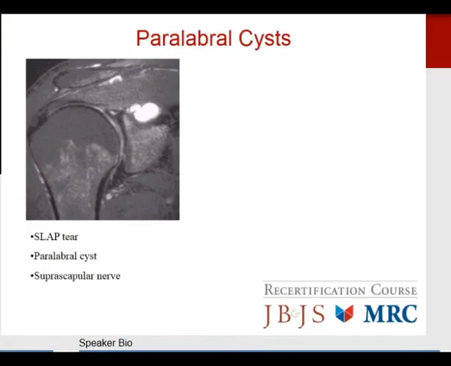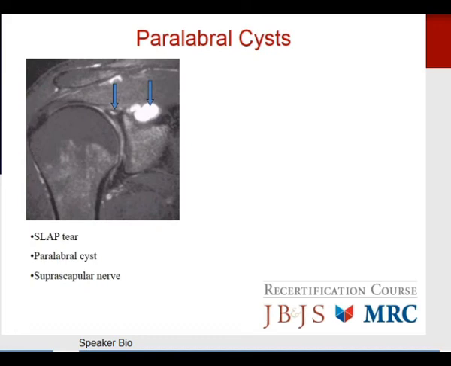Okay, paralabral cysts in the shoulder are analogous to the parameniscal cysts in the knee. Here we see bright signal abnormality extending into the substance of the superior labrum, diagnostic of a SLAP lesion. And then we see this lobulated bright T2 signal structure extending along the superior aspect of the glenoid into the suprascapular notch.